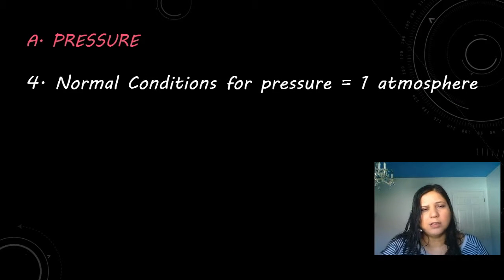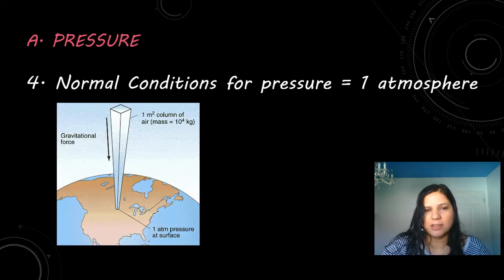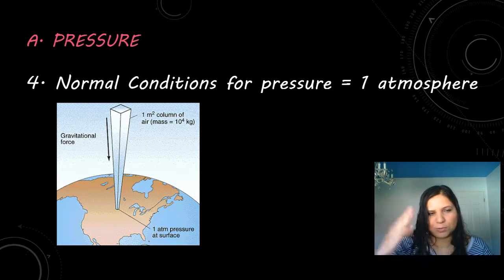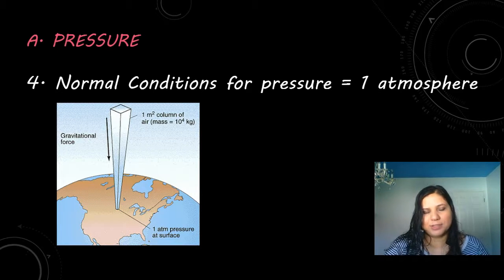All right, you need to know what normal conditions for pressure are because we're going to use those a lot. Normal just means, well, it's normal, like what we have. It's actually at sea level. So at sea level, the pressure is 1 atmosphere. And the reason we call it 1 atmosphere is because there's 1 atmosphere of air above us.